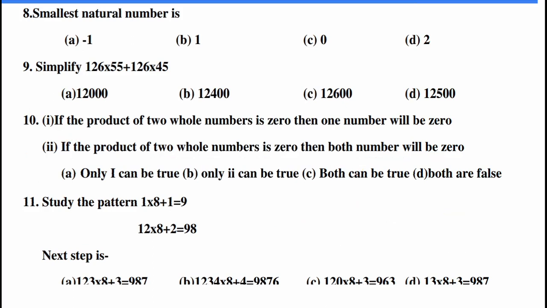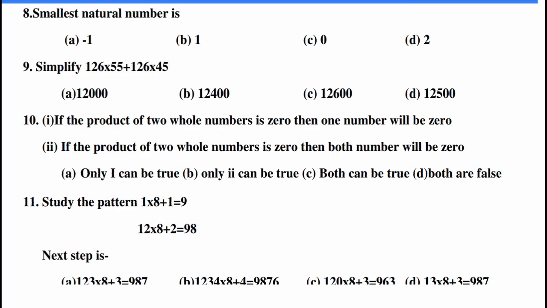Option A is only one can be true. So it is wrong because here both are correct. B option is only two can be true. Again it is wrong because here 1 and 2 both are correct. C, both can be true. So it is right. D, both are false. It is wrong. So answer is C, both can be true.